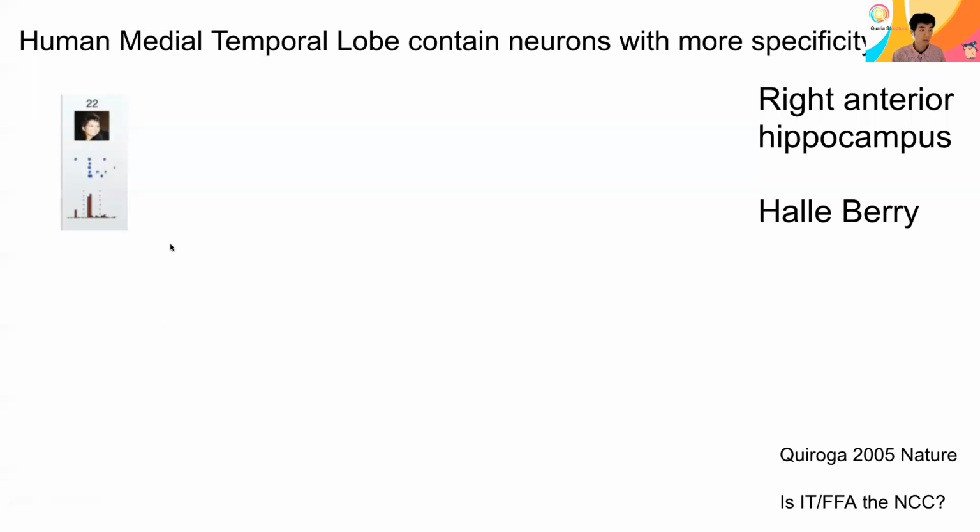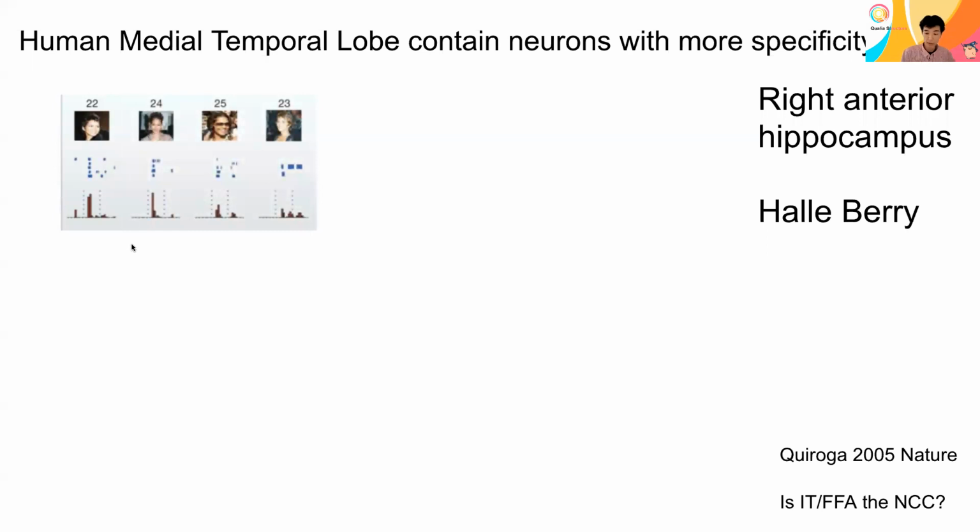All right. So the next example of this type of neuron is the so-called Halle Berry neuron. This particular neuron again responded to Halle Berry, right? Quite like the Jennifer Aniston neurons, regardless of how she looked, with sunglasses or with a different hair color, the neuron responded whenever a patient saw Halle Berry.